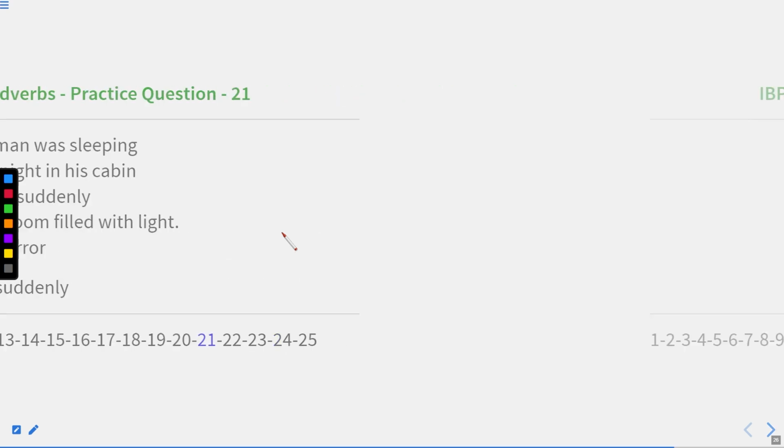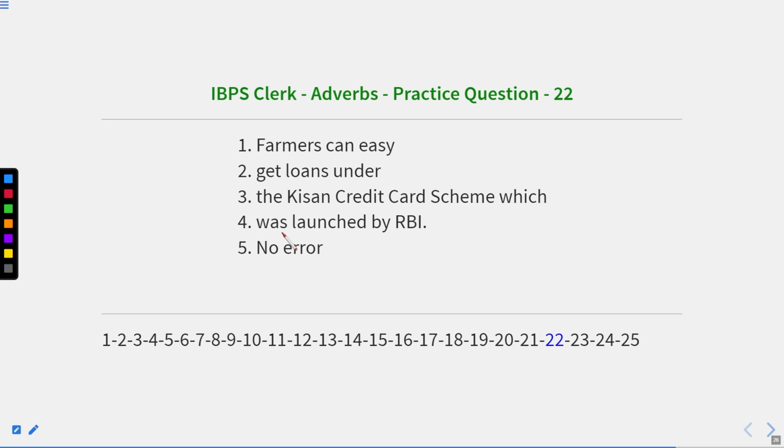Now let us move to the next one. Farmers can easily get loans under the Kisan credit card scheme which was launched by RBI. Again, if I say can easy get loans, so get is verb and verb is qualified by an adverb, not adjective, so it should be easily. So the correct sentence will be farmers can easily get loans under the Kisan credit card scheme which was launched by RBI.